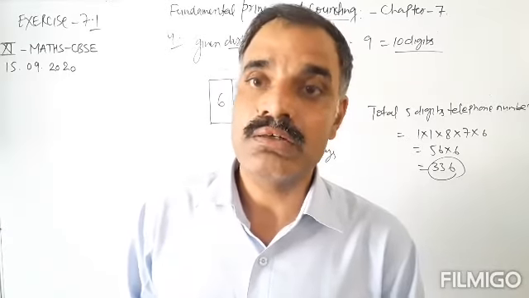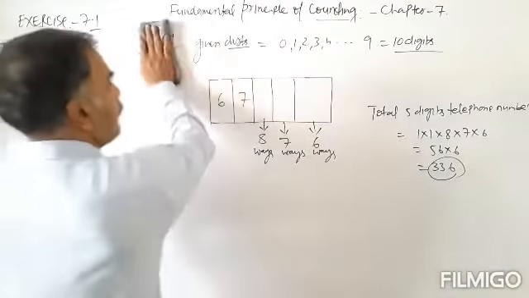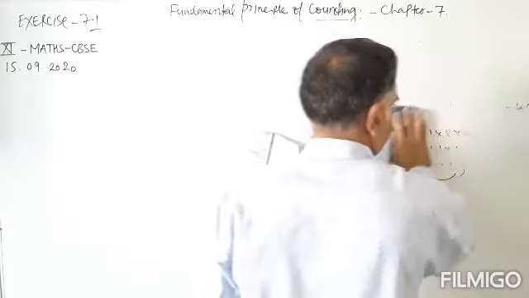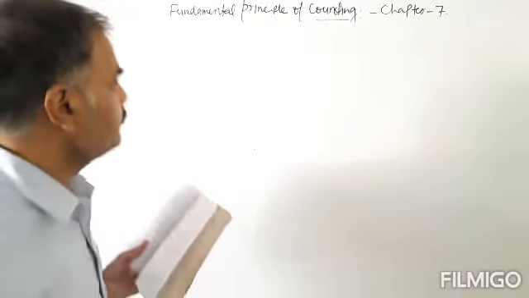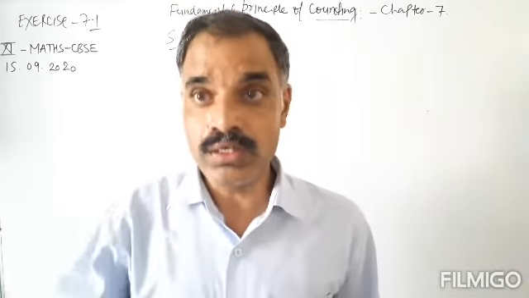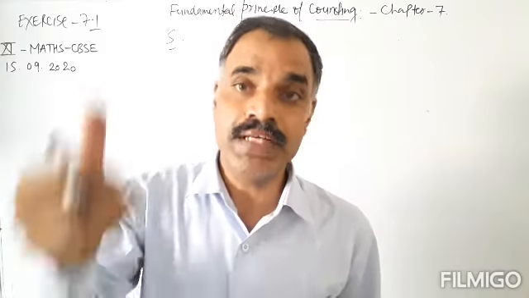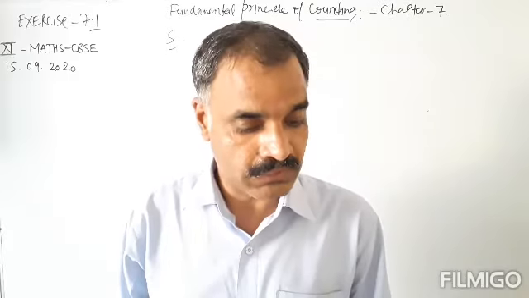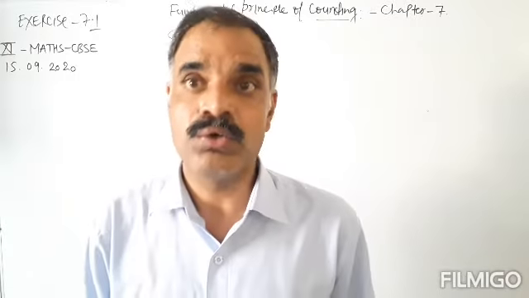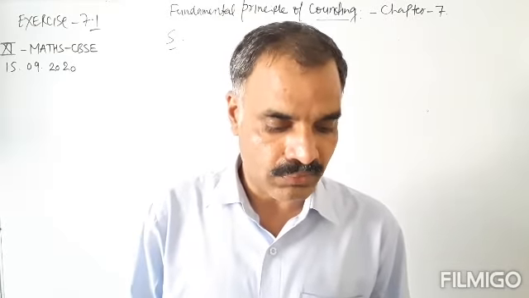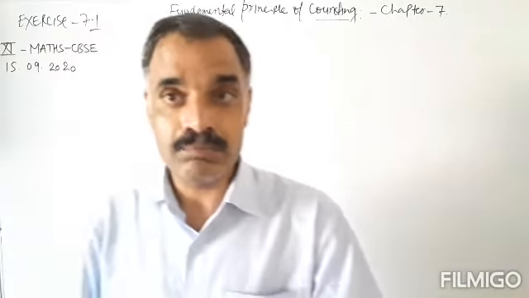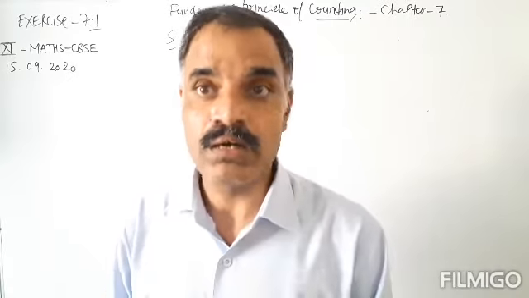Now let us have question number 5. A coin is tossed 3 times, repeatedly: 1 time, 2 times and 3 times. The coin is tossed 3 times, and outcomes are also recorded. Outcomes means head and tail are recorded. How many possible outcomes are there? We have to use the fundamental principle of counting.